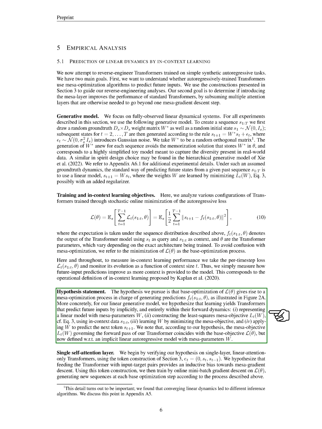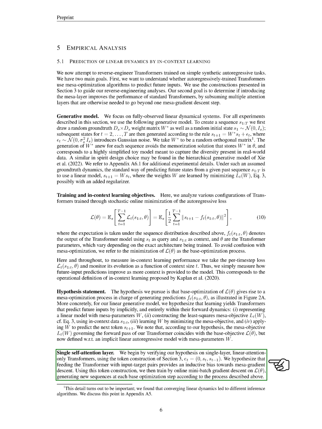Our hypothesis is that base optimization gives rise to a mesa-optimization process responsible for generating predictions. Specifically, for our linear generative model, we believe that learning results in transformers that predict future inputs by representing a linear model with mesa parameters, constructing the least squares mesa objective using in-context data, learning the mesa parameters by minimizing the mesa objective, and applying these parameters to predict the next state.